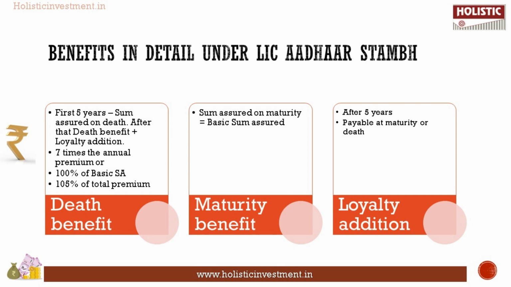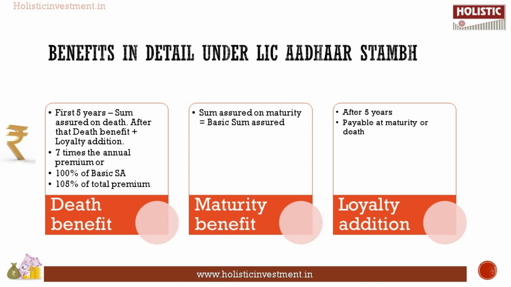Death benefit. In the event of death within the first 5 years, the sum assured on death will be payable. If death happens after 5 years but before the date of maturity, the sum assured on death and any applicable loyalty additions will be paid. Here, sum assured on death is higher of 7 times the annualized premium or 100% of basic sum assured. The death benefit shall not be less than 105% of total premiums paid.